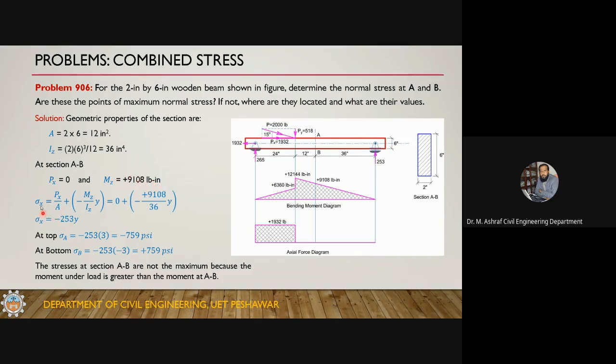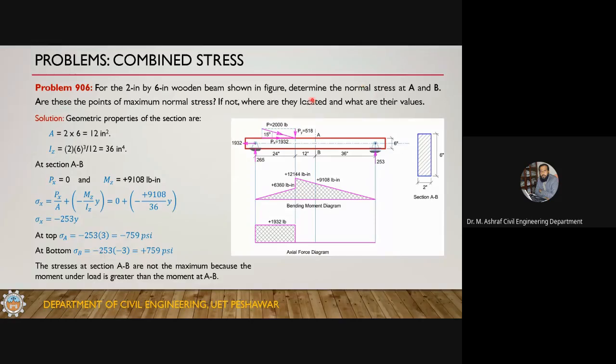Okay, so this is the formula. Sigma x is equal to this plus this. Since this is 0, this is the case of pure bending. There is no axial force, so this is just the flexure formula, My by I. So this will give you sigma x is equal to minus 253y. This is the stress equation. So at the top, sigma is equal to minus 253 into 3, which is minus 759, and at the bottom, minus 253 into minus 3. So you have compressive stresses in the top fiber and tensile stresses in the bottom fiber, and they are of the same magnitude.